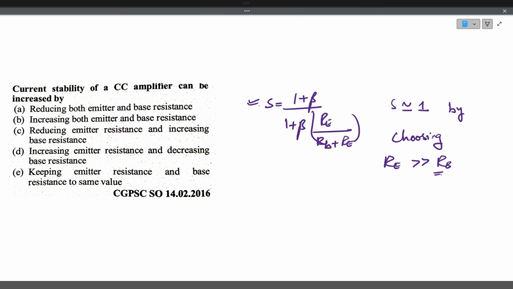So if you see, by reducing both emitter and base resistances, no. Increasing emitter and base resistances, no. Reducing emitter and increasing base, no. Increasing emitter and decreasing base resistance, yes. Answer is option D. By increasing emitter resistance and reducing base resistance, you can make the stability factor closer to 1. Then the current remains stable.